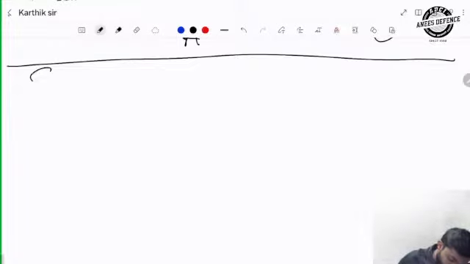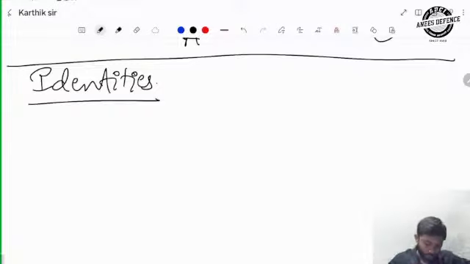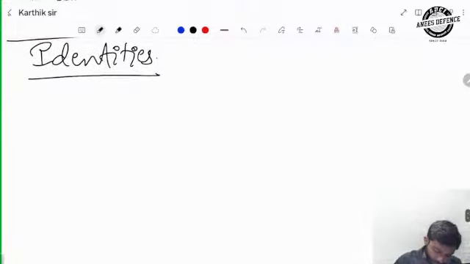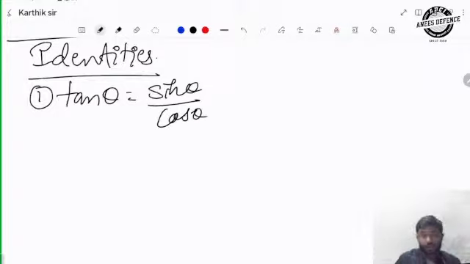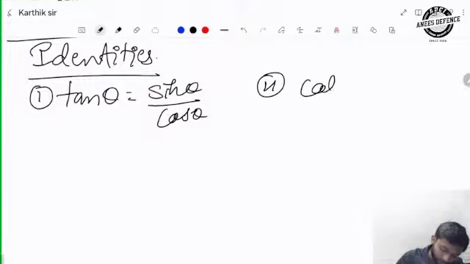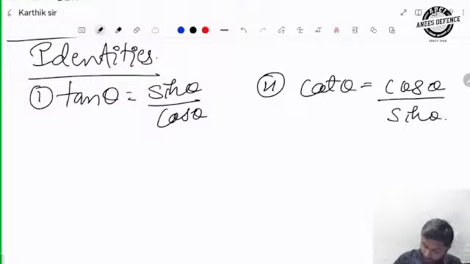So now we will see identities. The first one being tan theta is equal to sin theta upon cos theta. Remember this. Sin theta upon cos theta is equal to tan theta. And obviously, cot theta is equal to cos theta upon sin theta.